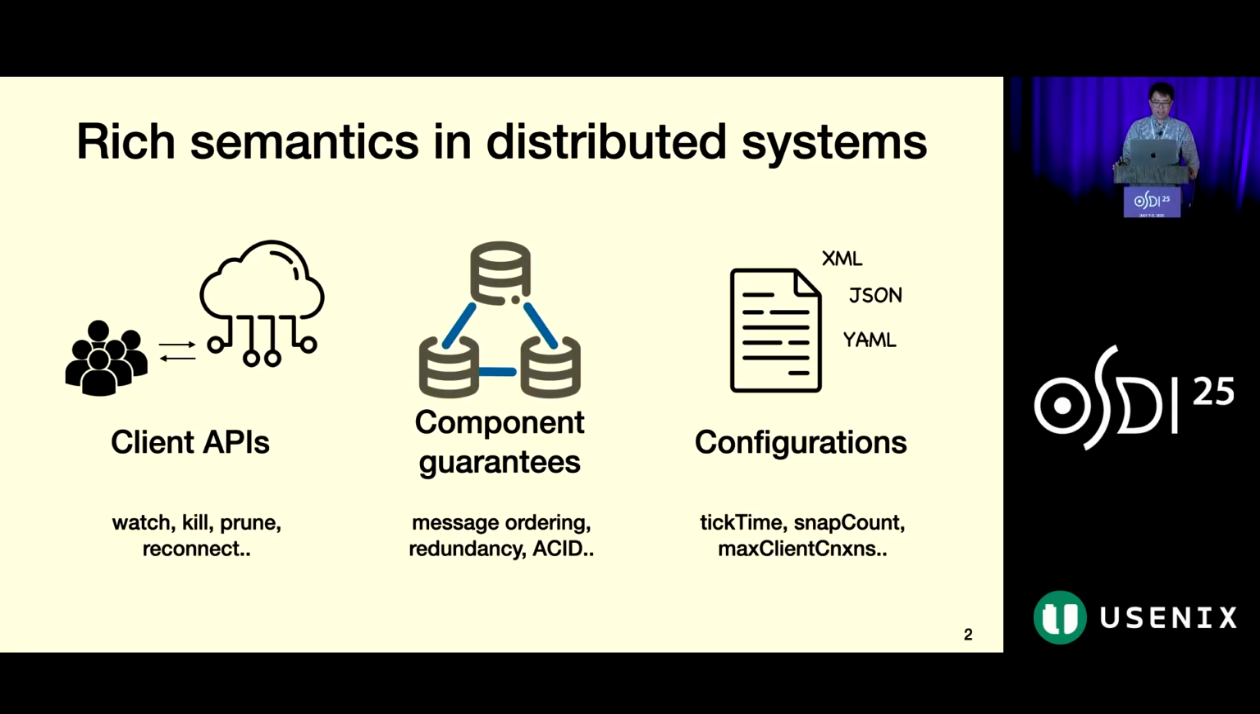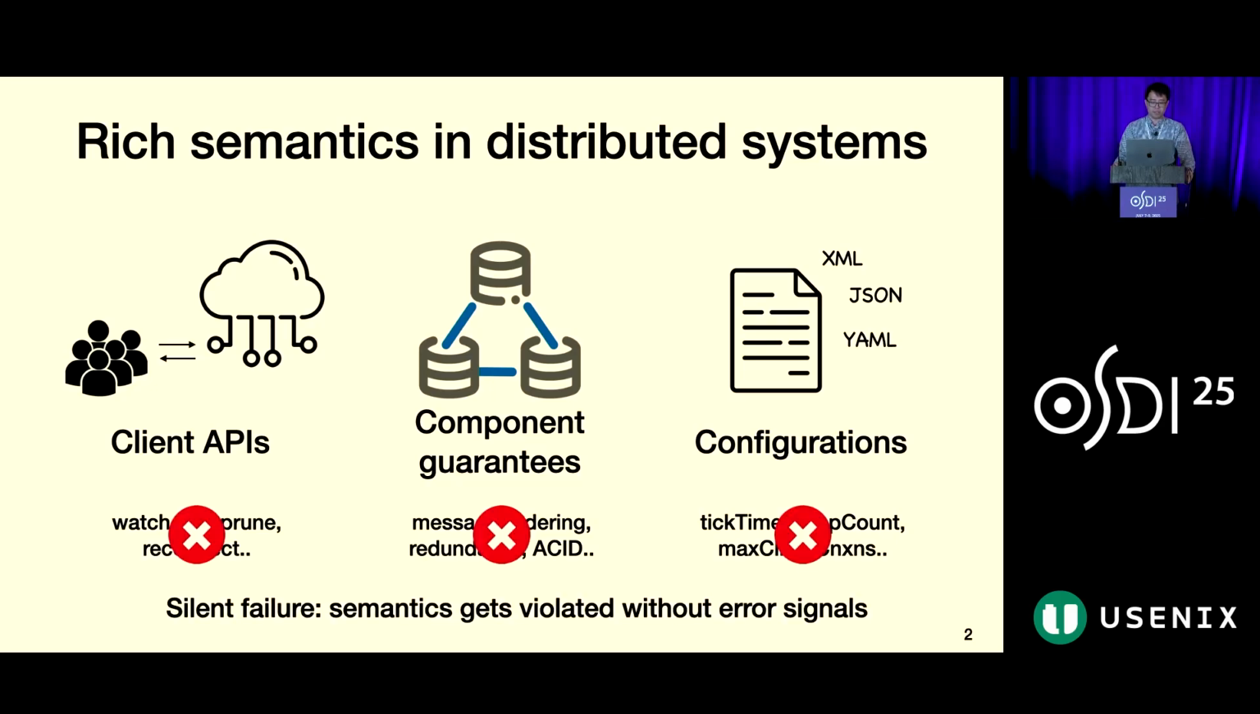Distributed systems today have many semantics exposed through client APIs, component guarantees, configurations, etc. New interfaces and semantics are also continuously introduced as the system evolves. Users and other systems heavily depend on their correctness. So if the systems silently break their semantics, that can cause catastrophic consequences.